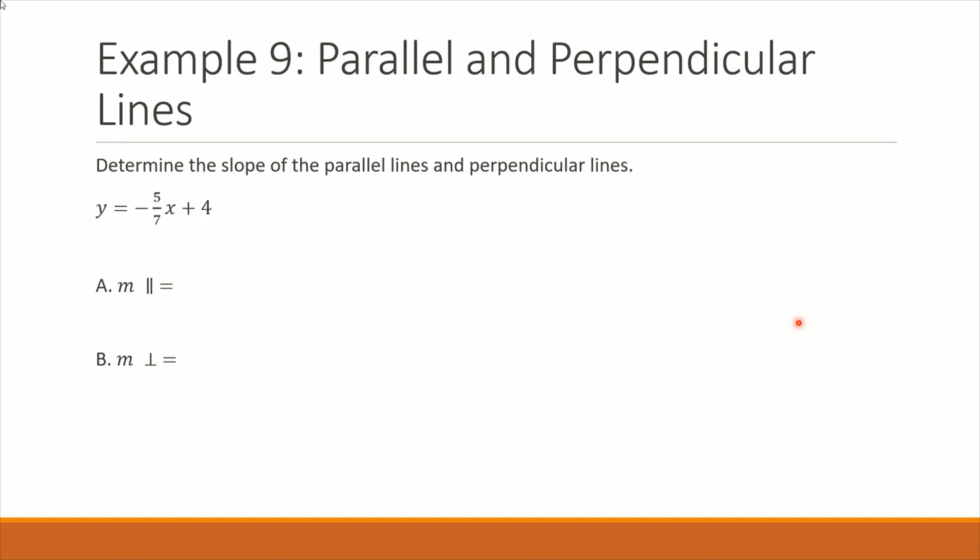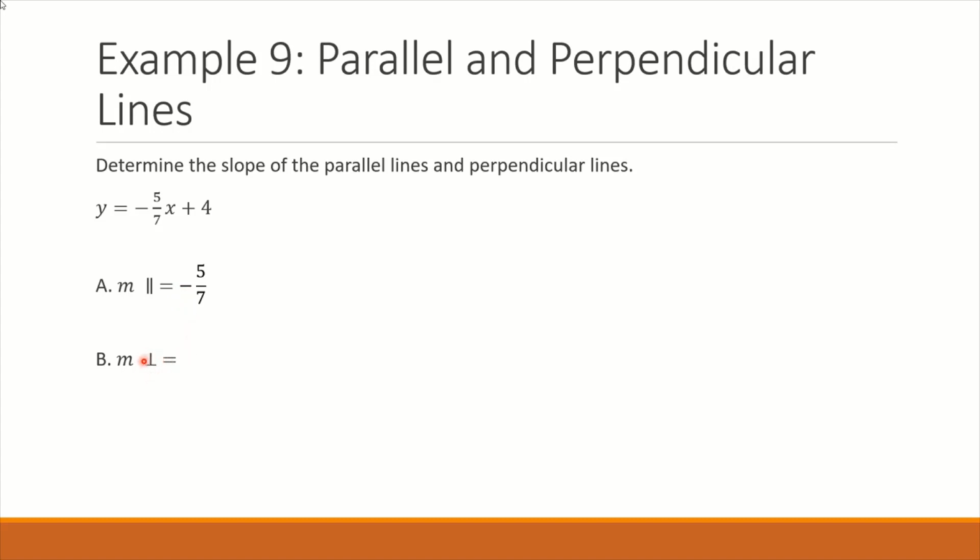So let's look at some examples. So this is y equals -5/7x plus 4. m means slope. This symbol right here means parallel. So a line that is parallel to this is going to have a slope that's the same. So that would be -5/7.